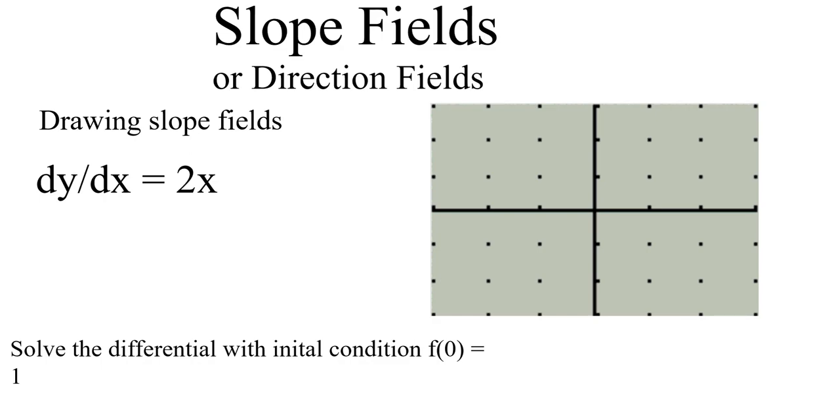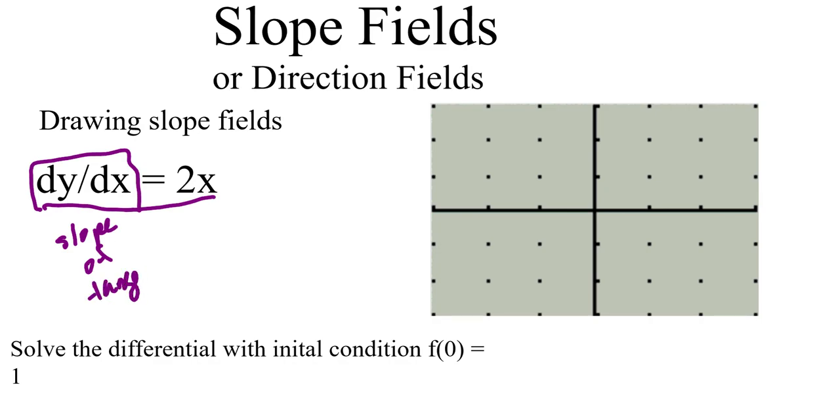A slope field is essentially a differential equation where we're solving it graphically. And so, how do you solve it graphically? Well, you have a graph with a bunch of dots. And given this differential equation, this right here is essentially the slope of tangent lines. And what we're going to do is plot a bunch of different tangent lines on this graph right here.